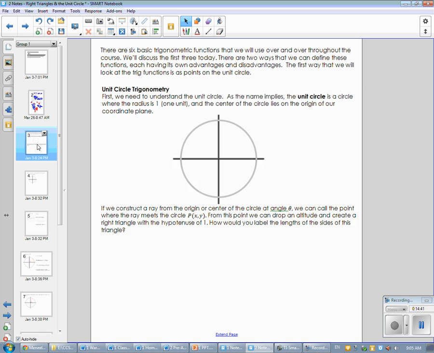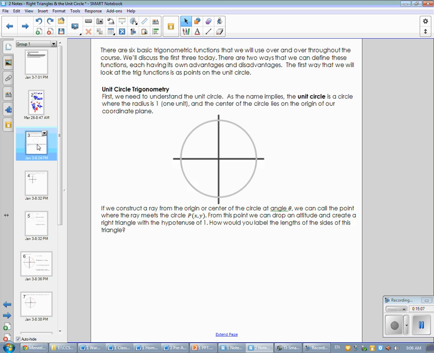There's 6 basic trig functions that we will use over and over throughout the course. So we know sine, cosine, tangent, but there's also secant, cosecant, and cotangent that are also functions that we can use. We're just going to discuss the first three today because those are the most common. There's two ways that we can define these functions, each having its advantages and disadvantages. The first way we're going to look at them is as points on a unit circle. We'll also relate them to triangles at the end of the lesson.